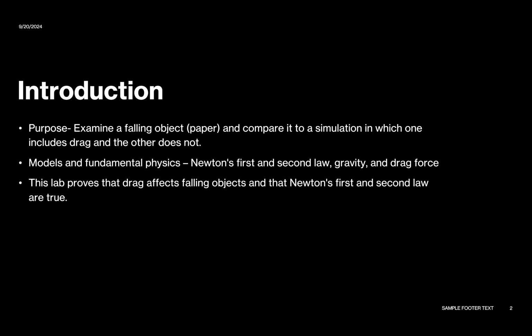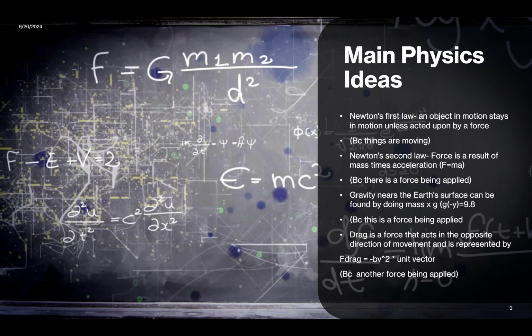So for my introduction, I'll state that the purpose is to examine a falling object, in this case a paper, and compare it to a simulation in which one includes drag and the other does not. Our models and fundamental physics are Newton's first law, second law, gravity near the Earth's surface, and drag force. This model hopes to prove that drag affects falling objects and that Newton's first and second laws are still true.